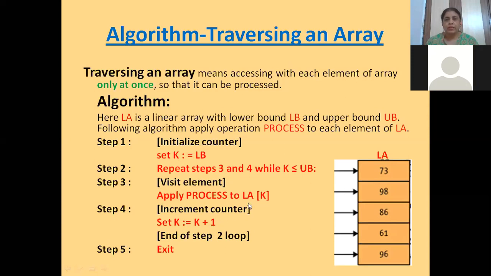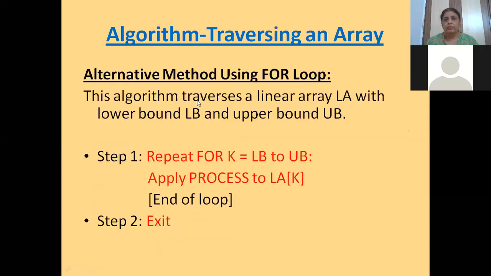और सेम हमने किया था, same we did with the help of for loop. In for loop, what you have to write? Repeat for k is equals to lower bound to upper bound. So lower bound means your initial condition, and upper bound means it is a test condition that k should be less than or equals to upper bound. And here you have to write the step. If it is incremented by 1, then you need not write it, it will by default be incremented by 1. And then apply process to each and every kth element of linear array. So this you can write with this for loop also.